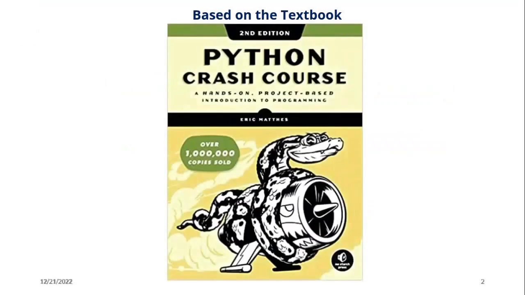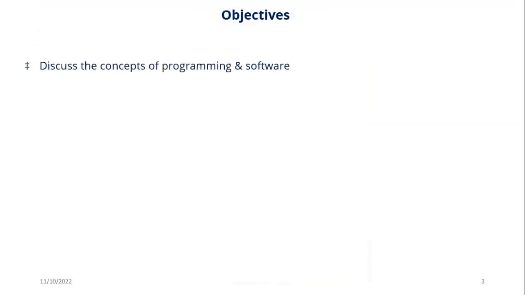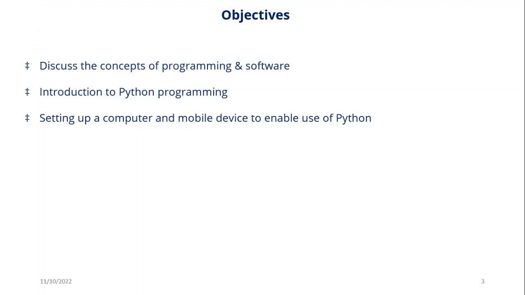Like we said in the synopsis, the course is based on the textbook of Eric Mathis, Python Crash Course, a hands-on project-based introduction to programming. The objectives of the class today are to discuss the concepts of programming and software, introduction to programming, to Python programming, setting up a computer and mobile device to enable the use of Python, or setting up Python in a mobile device and a computer. Also to write and run some basic Python programs.